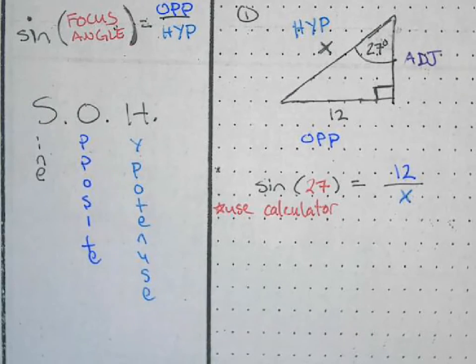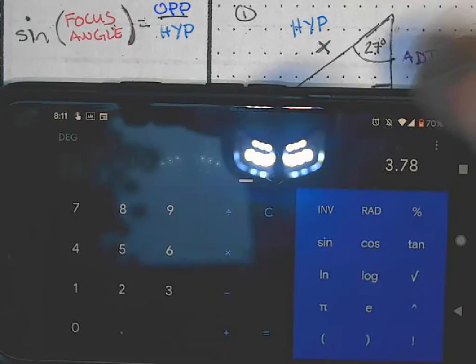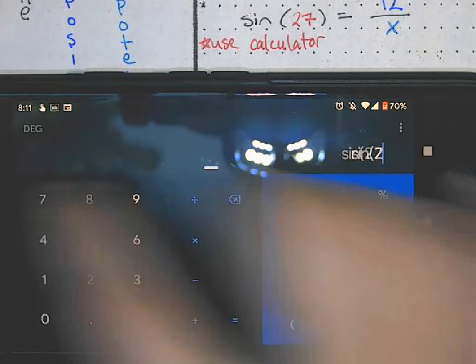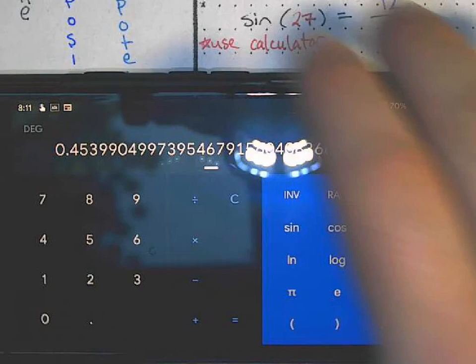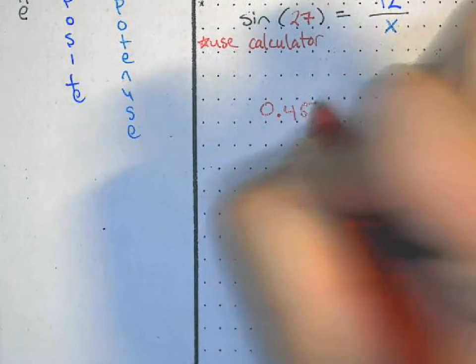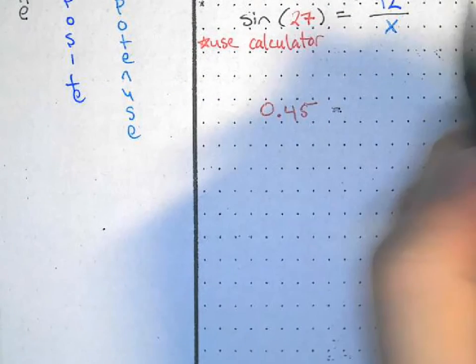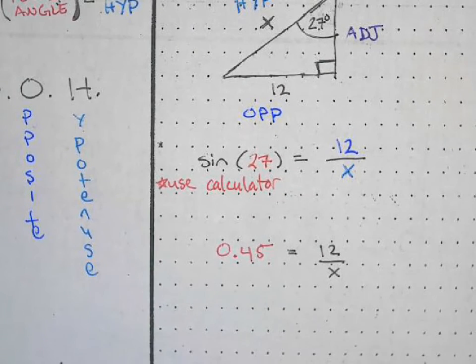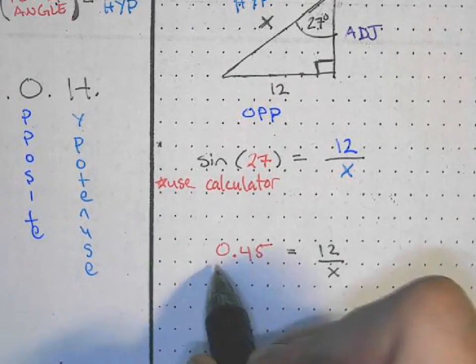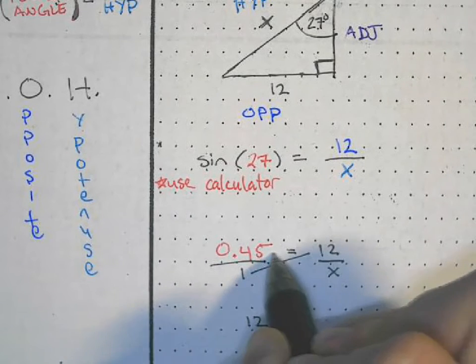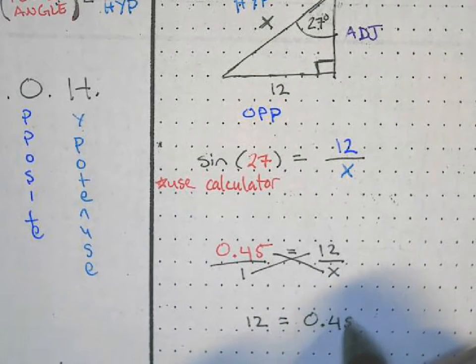And so when I type this into my calculator, I've got to make sure I'm in the right mode. I'm going to type sine of 27, and I get 0.45. So using my calculator, this becomes 0.45 is equal to 12 over x. Now to solve for x, I'm going to need to cross multiply and divide. So I'll write in my hidden 1. So 1 times 12 is 12, is equal to 0.45 times x. So we just say 0.45x.